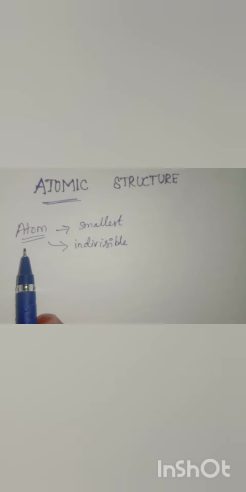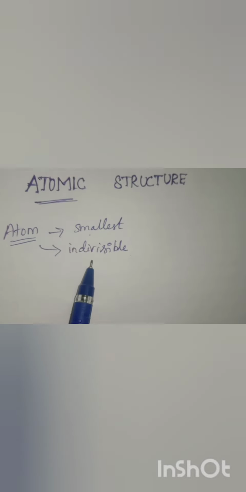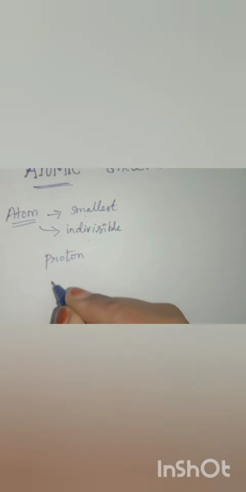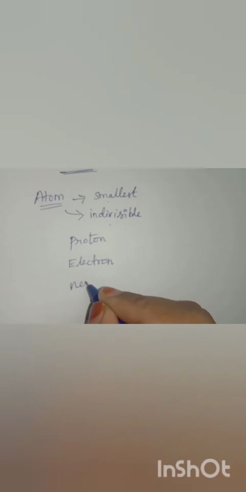So what is meant by atom? Atom is a very smallest particle which is the major source of a substance, and we cannot divide that particle, so it is known as indivisible particle. Also it contains some subatomic particles. What are the subatomic particles? Proton, electron and neutron.